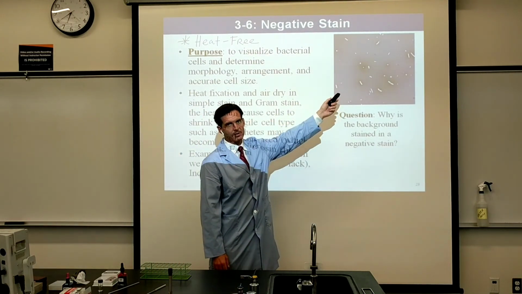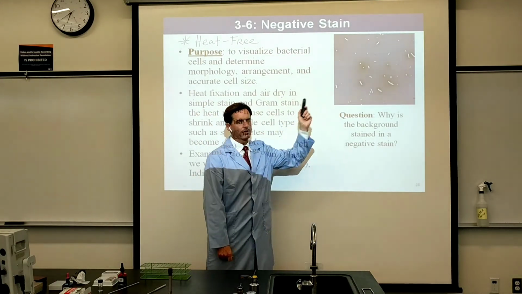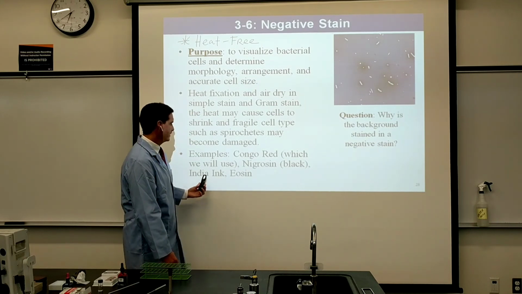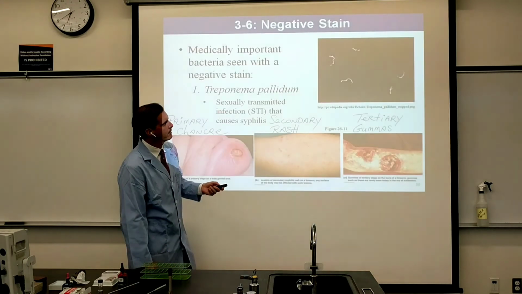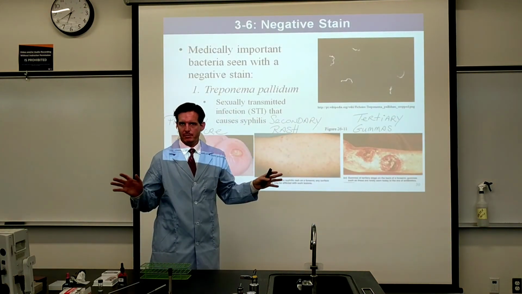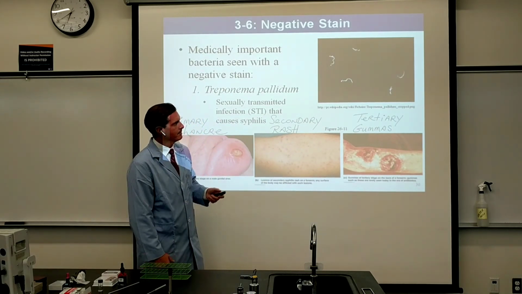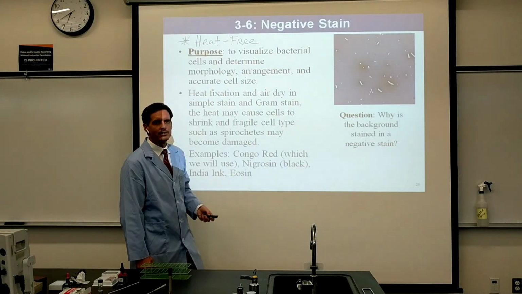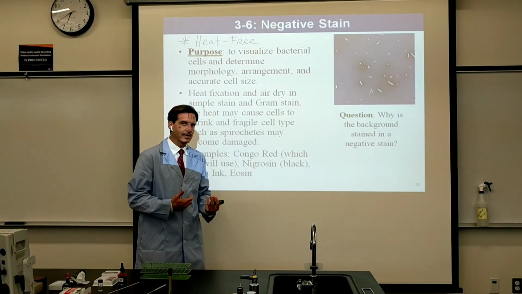This picture taken from your lab manual is a picture of nigrosin used as a negative stain. And then there's India ink. That's the one that I was talking about here. That's just like pitch black. You get the midnight effect here. And then there's also eosin. Eosin happens to be a red dye.